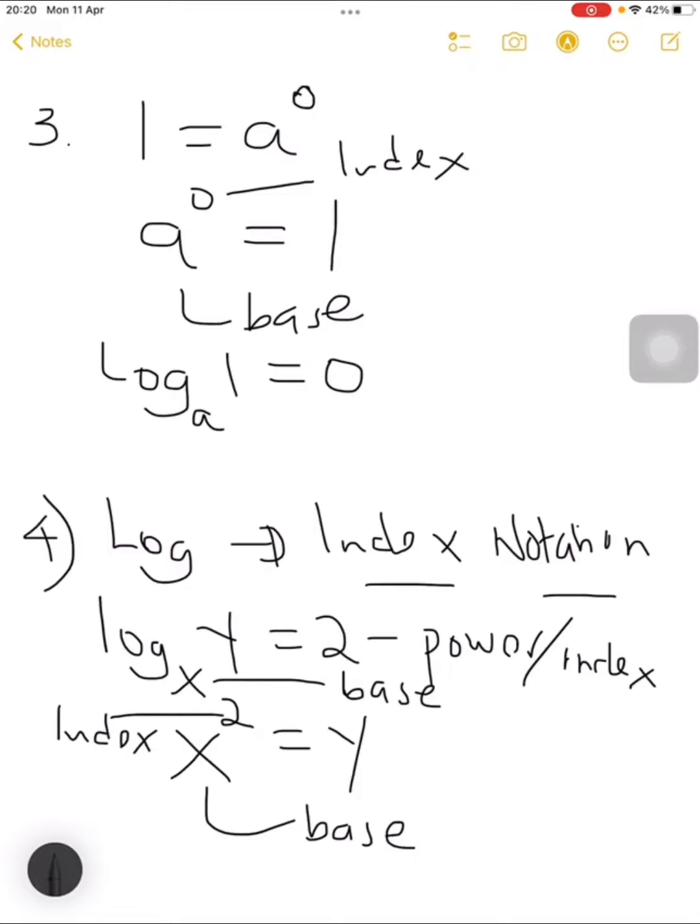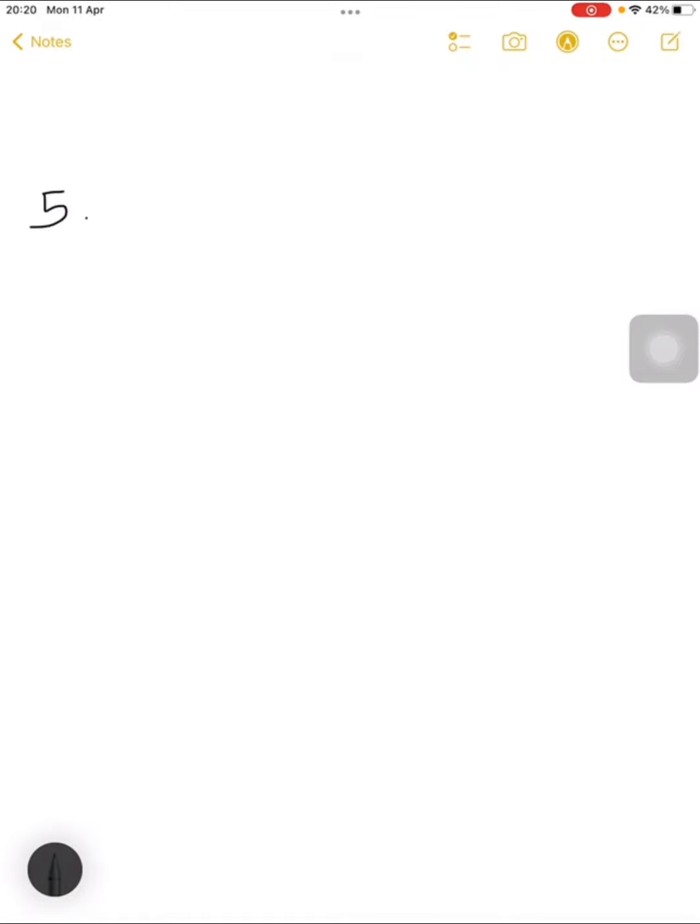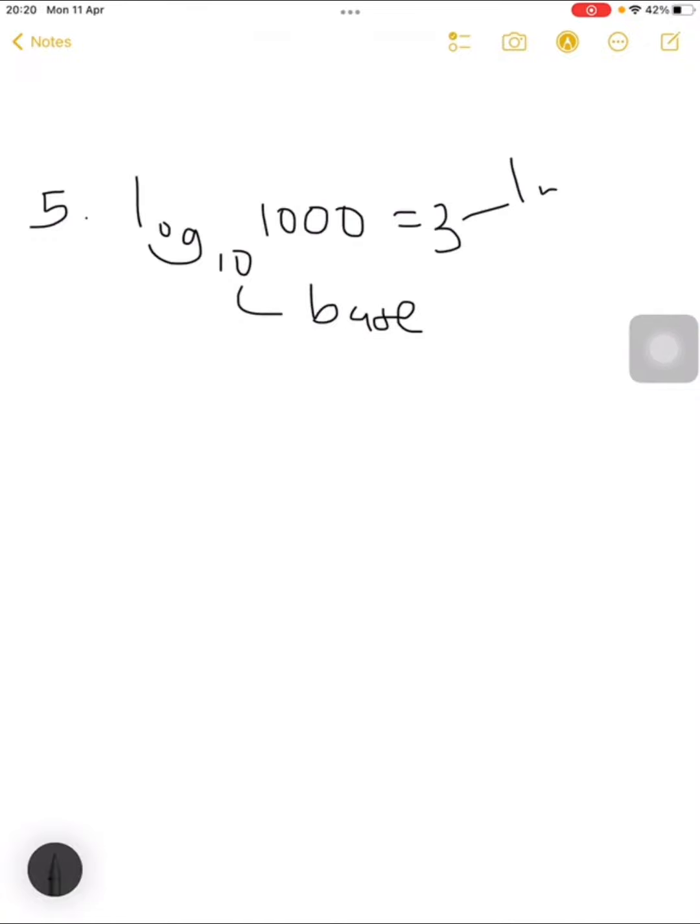Okay, example number 5. We have log 1000 base 10 is equal to 3, and this is the base, and this is the index. So you have 10 power 3 is equal to 1000.